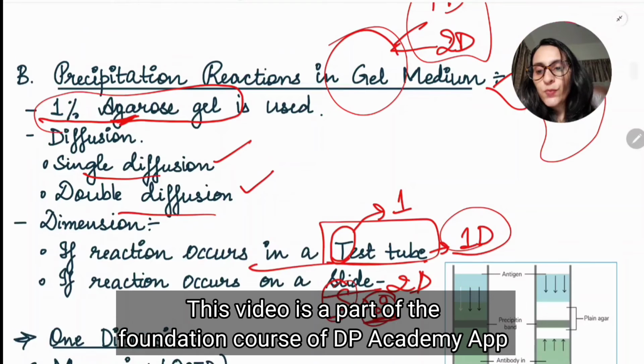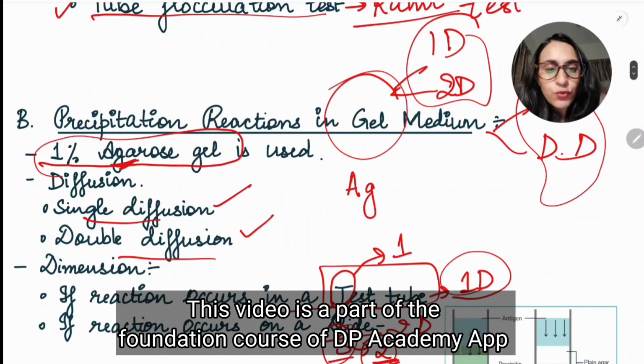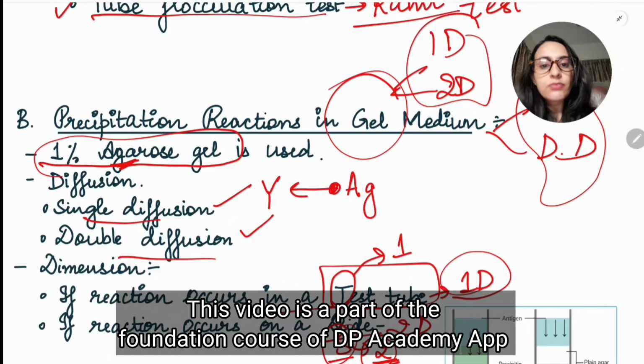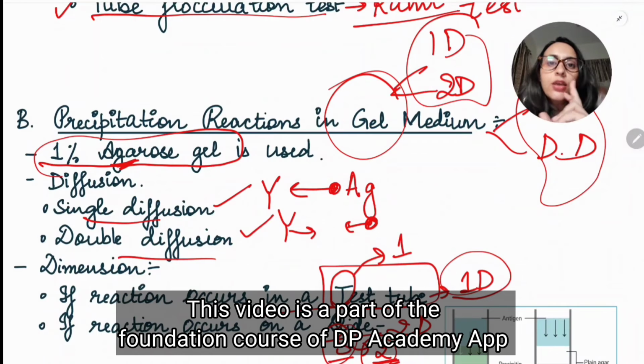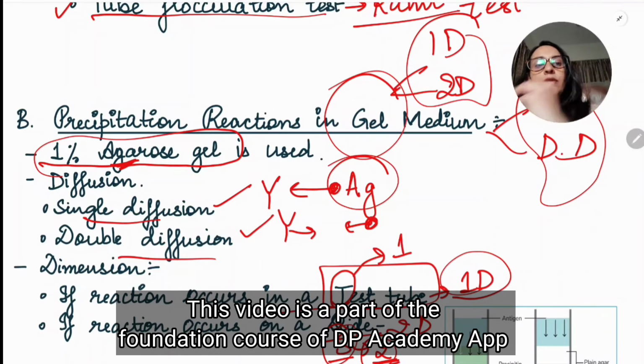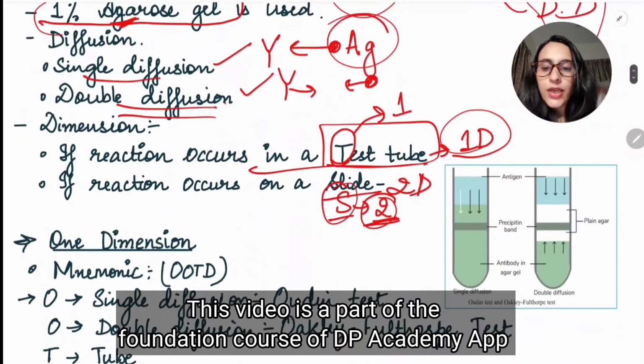So single diffusion is when only the antigen moves. This is an antibody. When only the antigen moves, then it is single diffusion. When both antigen and antibody move, that is known as double diffusion. So single diffusion means diffusion occurs only from one side, that is only the antigen side. When the antigen comes and moves, that is known as single diffusion. When both antigen and antibody move, that is known as double diffusion.